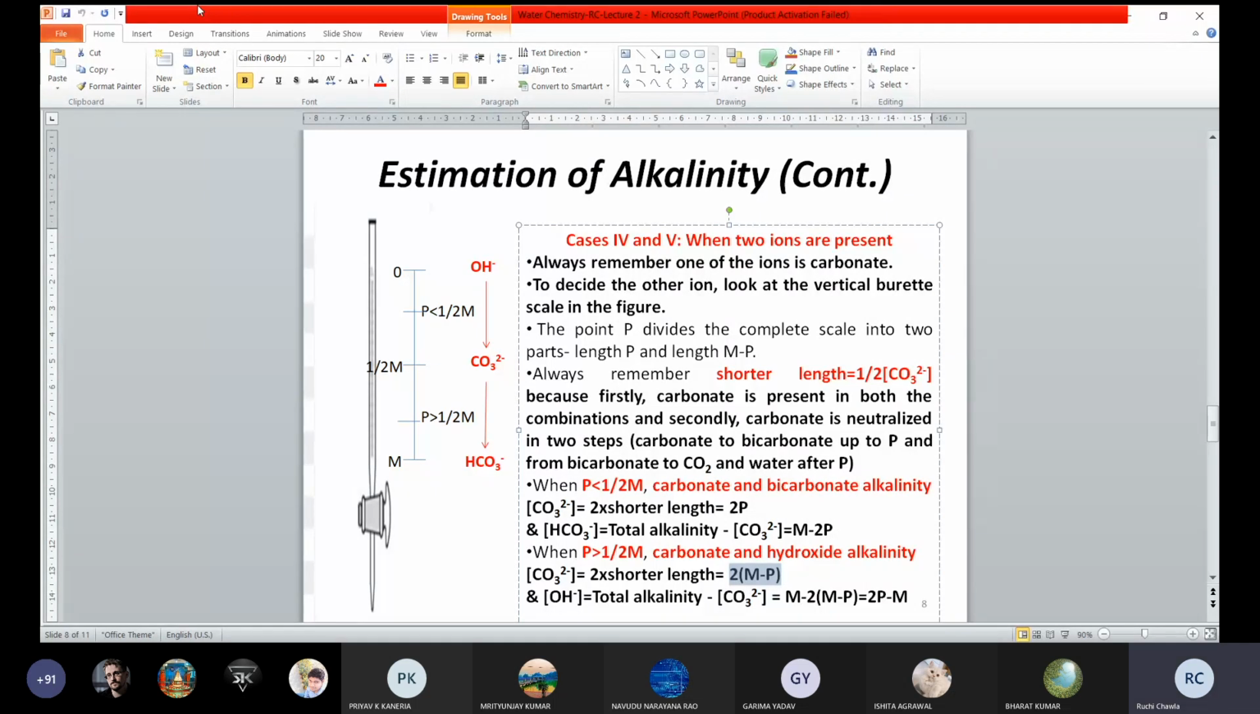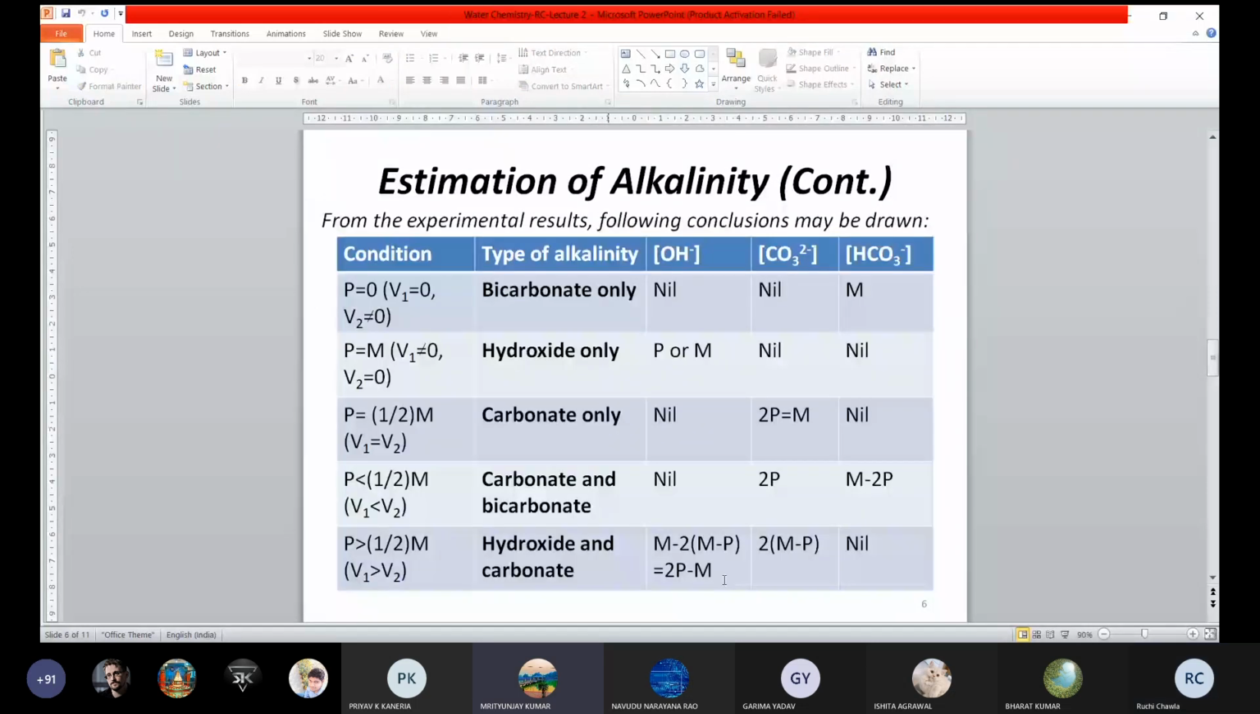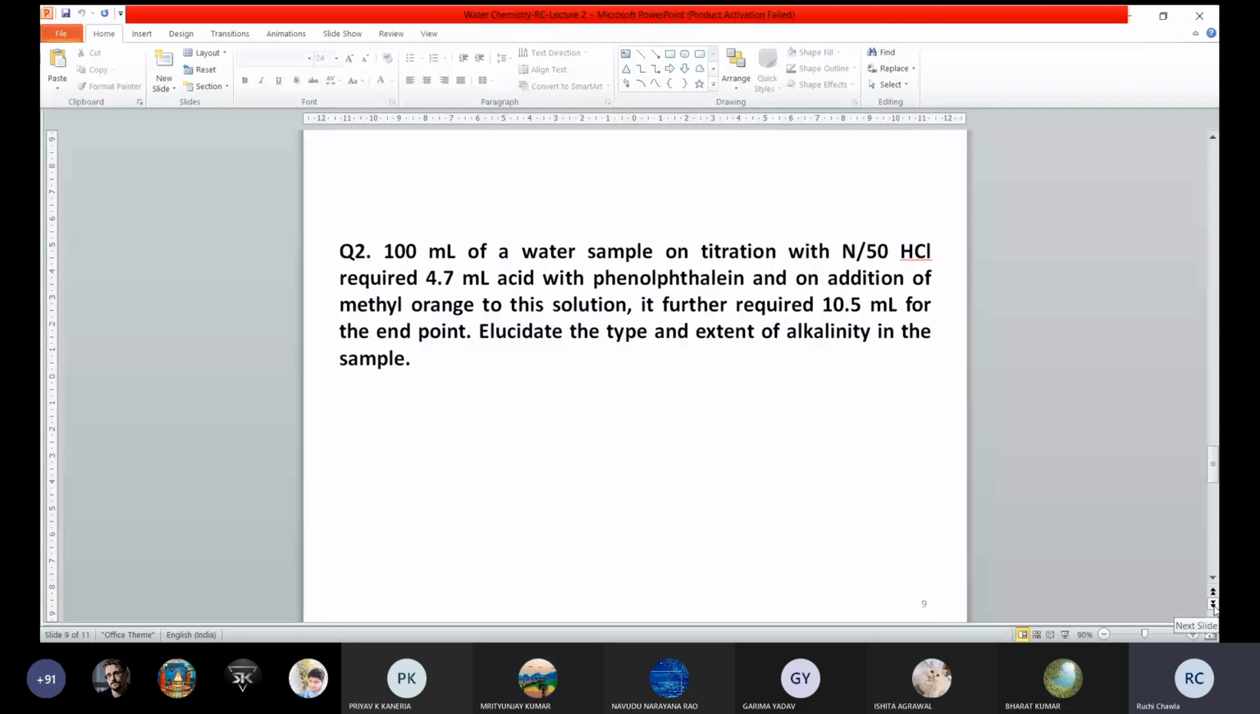So is it clear to everyone? We can go back to the table and we can see it. And if it is clear, then now let us take up one problem. Can you see slide number 9?